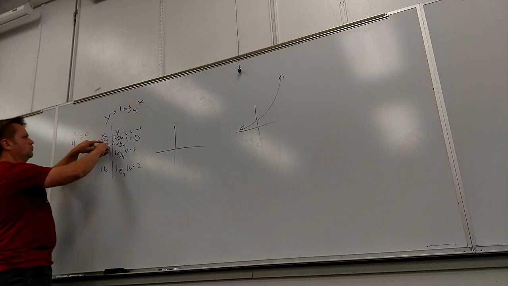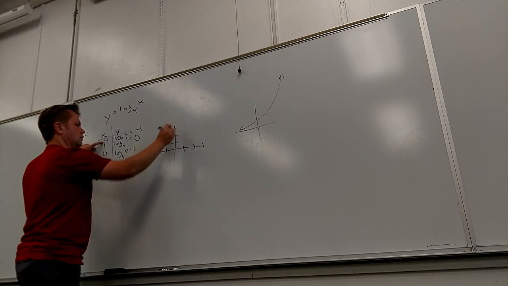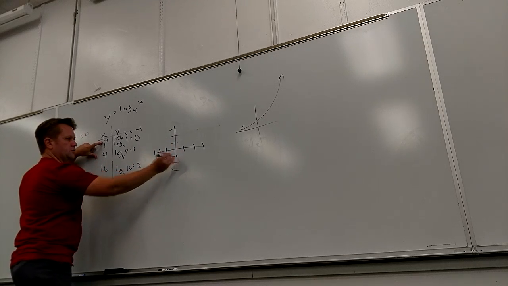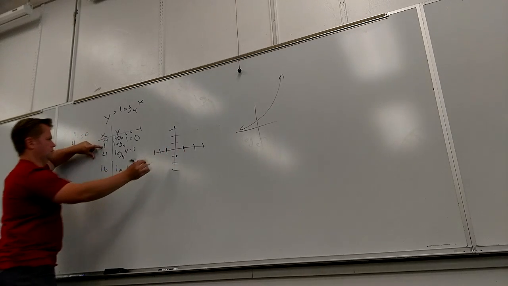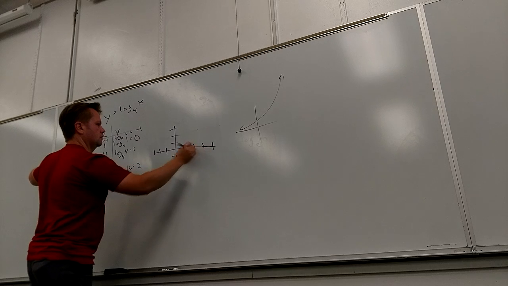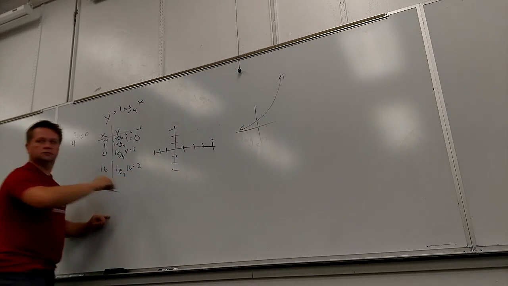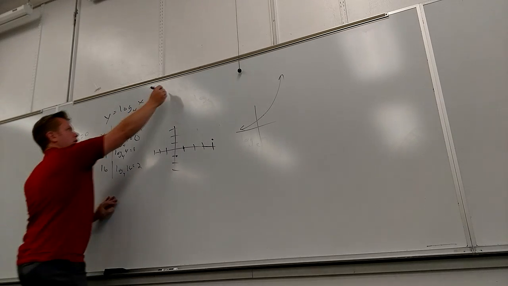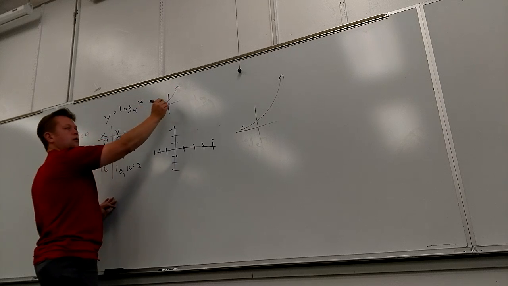Got the point 1/4, -1. It's about right there. 1, 0. 4, 1. 16, 2, screw that. And you've got to realize, if exponentials look like this, and they have this asymptote here, and we talked about this before, the mirror image effect.